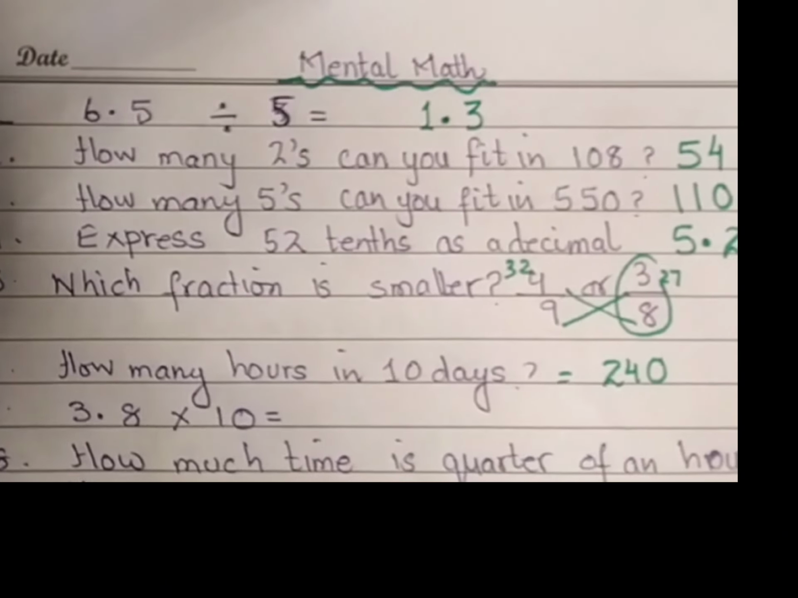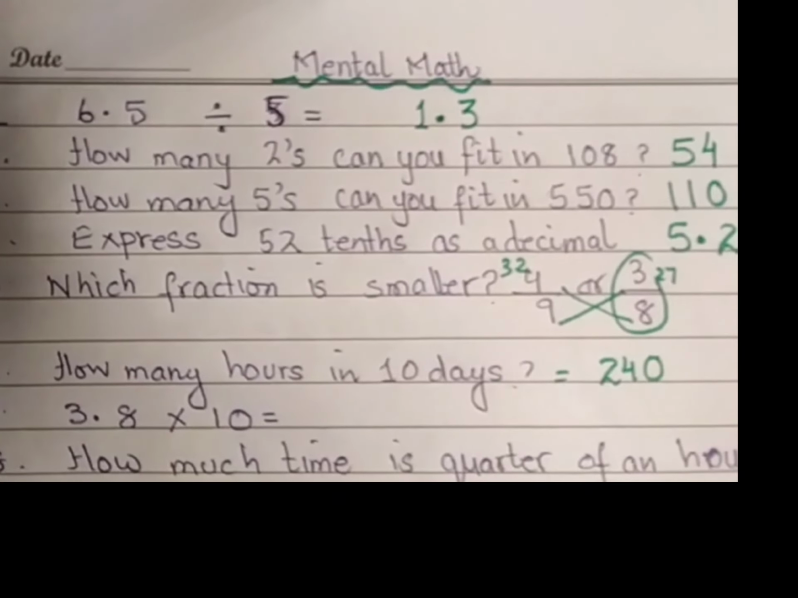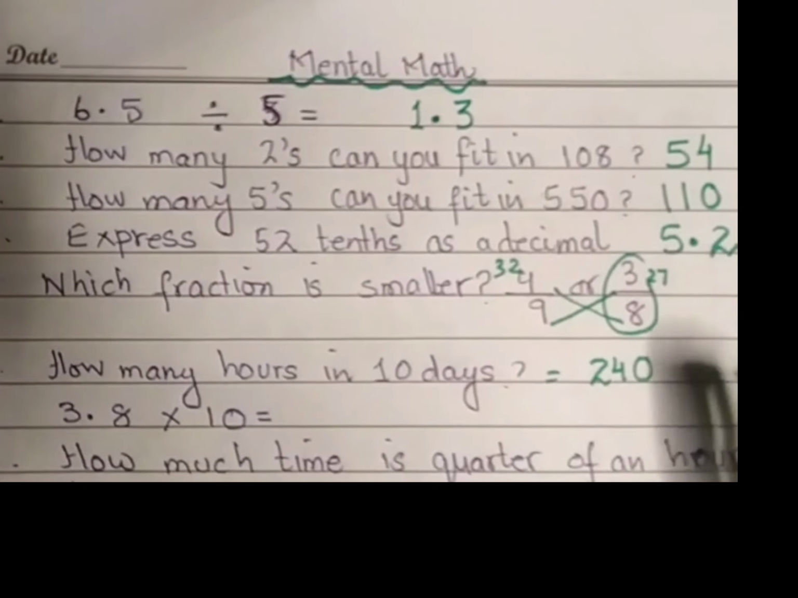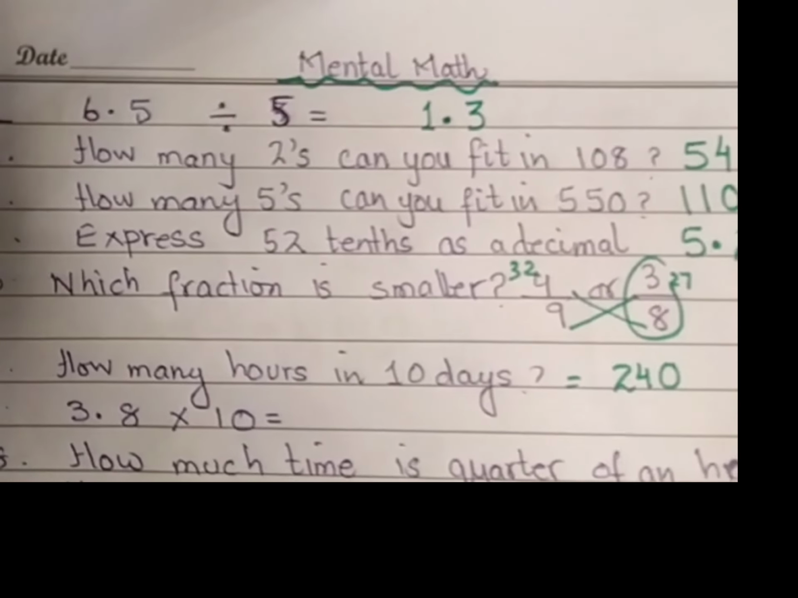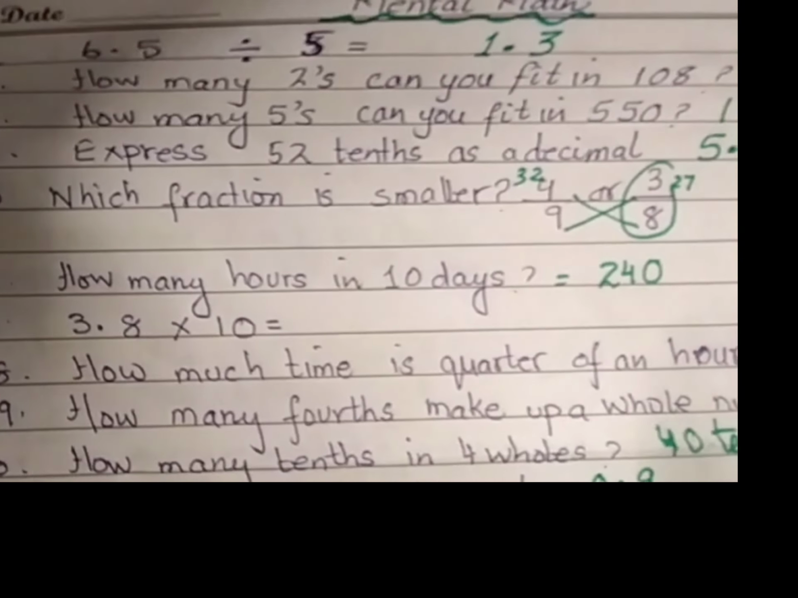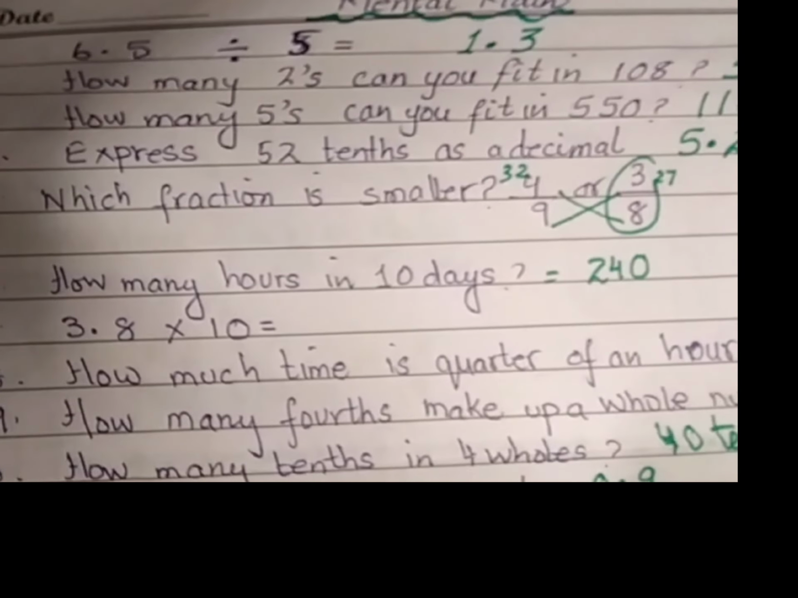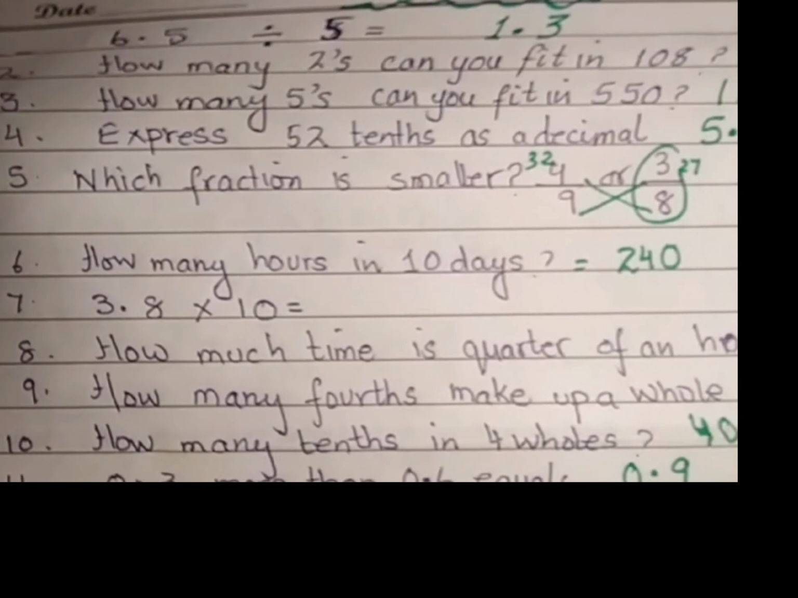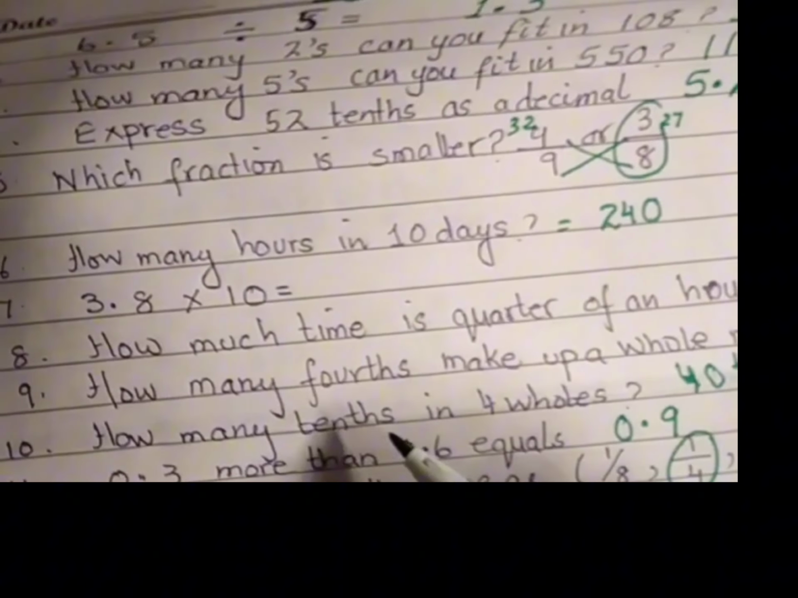Which fraction is smaller? You know how to find out the smaller fractions. Just cross the numbers, multiply them, and you know the smaller number. This is how you get the answer. How many hours in 10 days? So it means 24 hours in one day. So 10 such days will be 240. Now I was just waiting for this question for you to understand.